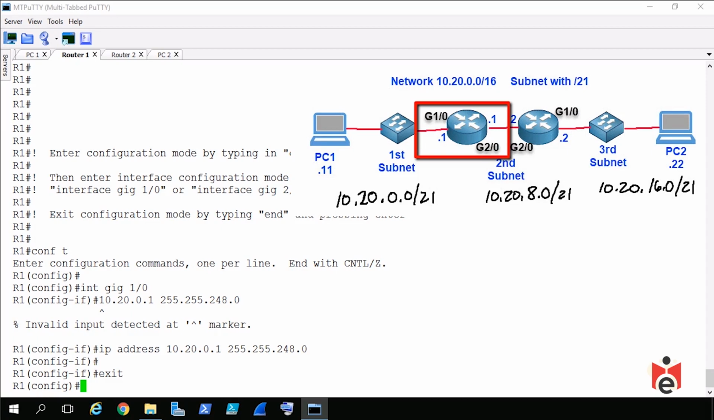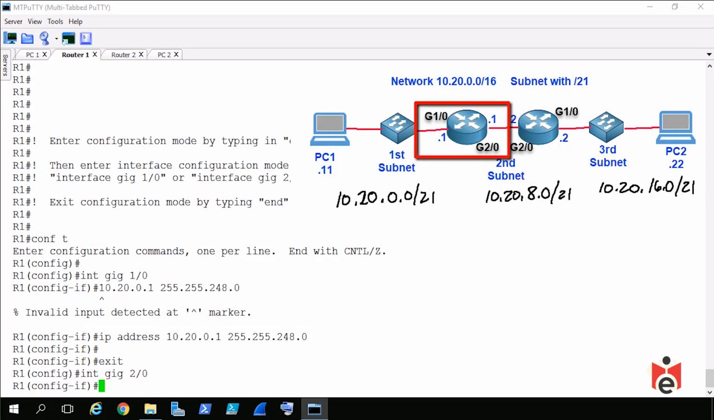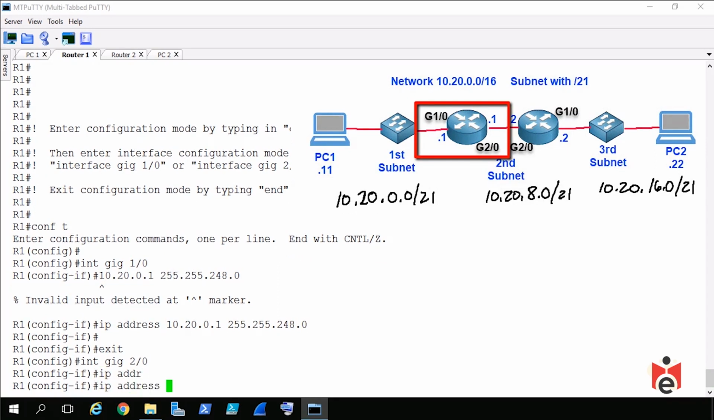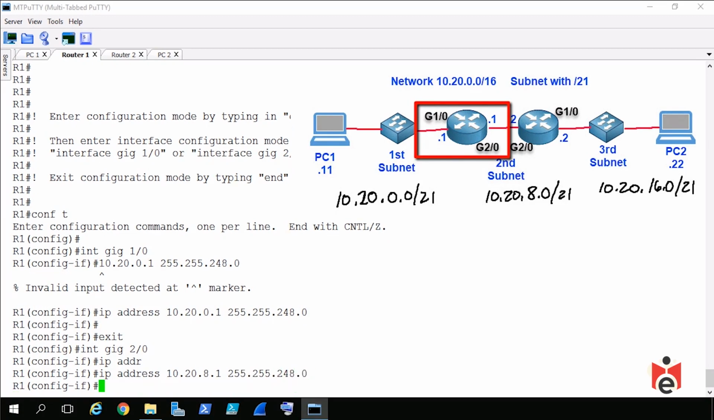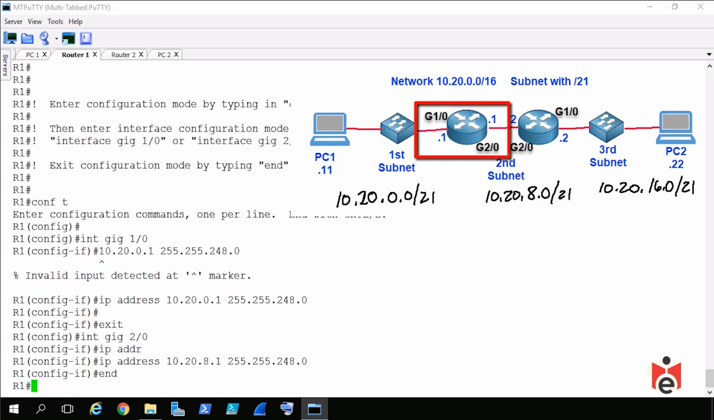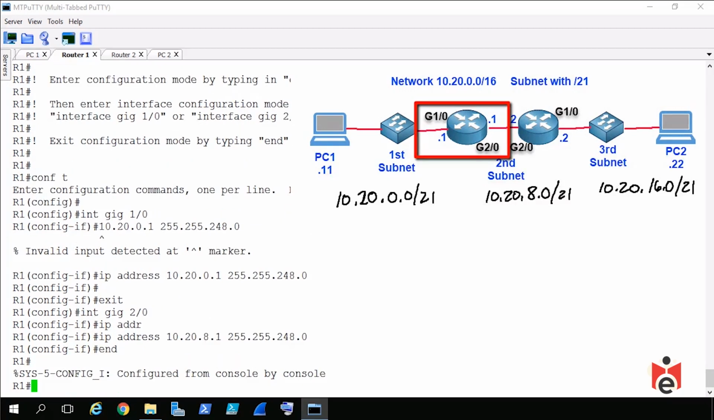Let's go over now to interface gig 2/0. We'll do that by typing in interface gig 2/0, and then from here we'll do IP address for this new interface of 10.20, and this subnet is subnet 8. And then we'll put in the last octet of .1 with the same mask. And press enter, and it's done. So we'll type end. You can also type exit a couple times, that'll get you out. But either way, we're out of configuration mode, and we've assigned those IP addresses.